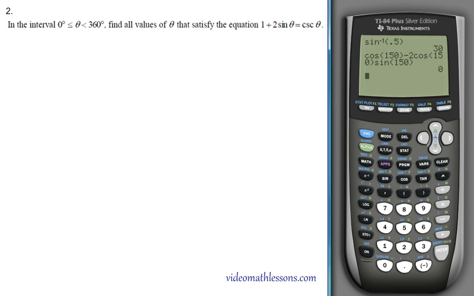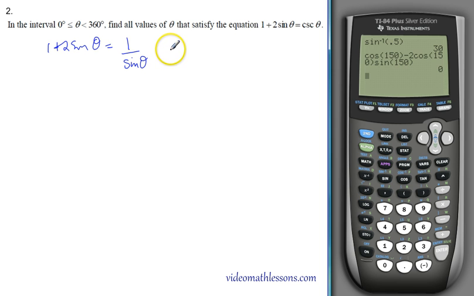Let's try another one. I have 1 plus 2 sine theta equals cosecant, and I'm allowed to do pretty much all the angles from 0 to 360, just not 360, which is really repeating the 0. Now, I'm not crazy about this cosecant, so let me take a look. I'm going to change cosecant, a reciprocal trig function. You should know cosecant is 1 over sine. So I'm going to change it to 1 over sine.